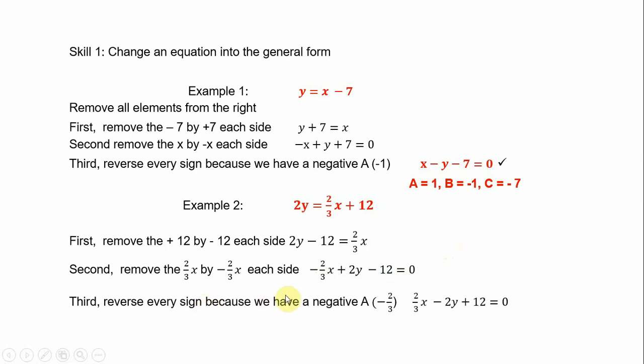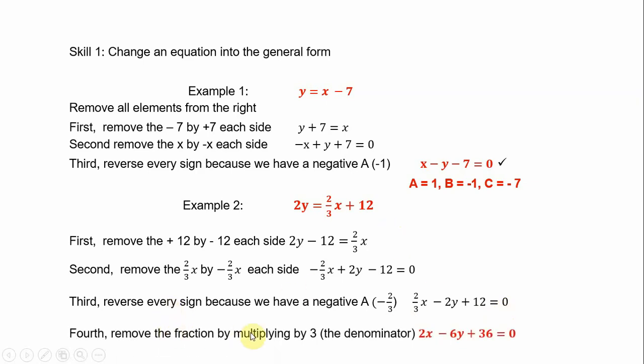Third, reverse every sign because we've got -2/3 for our x. So now -2/3 x becomes 2/3 x, plus 2y becomes -2y, minus 12 becomes +12. 0 stays the same.